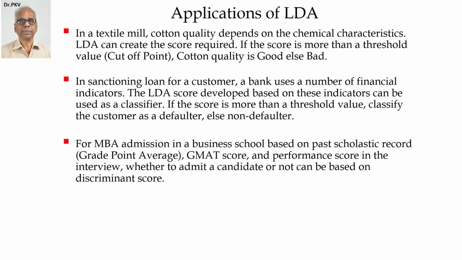In the MBA admission in a business school, how do we apply linear discriminant analysis to select the candidates? Past scholastic record, which is reflected in the grade point average, the GMAT score, and performance score in the interview. Whether to admit a candidate or not can be based on a discriminant score. A cutoff point score we developed using Fisher's linear discriminant analysis model. And if the score is more than the cutoff point, admit the candidate, else reject.